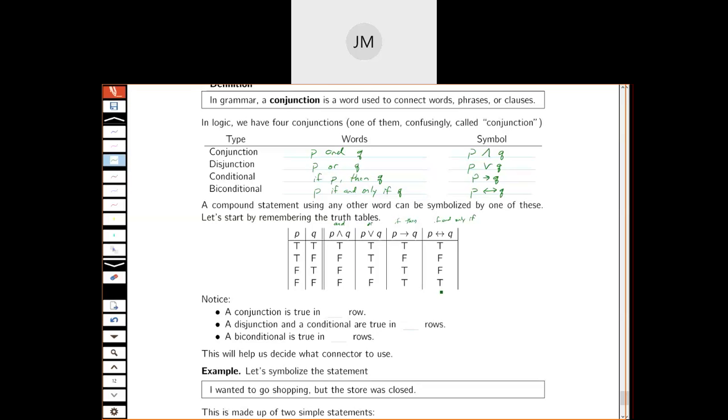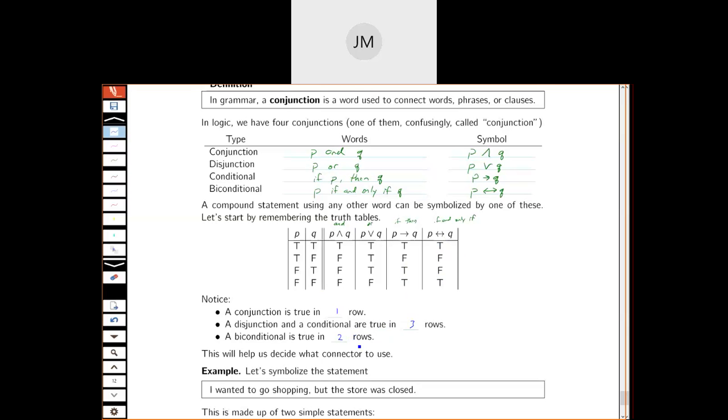Okay. So some things that we can notice here. The conjunction, the and statement, is true in one row. The disjunction or statement and the conditional if-then statement are true in 3 rows. Okay. The biconditional is true in 2 rows.